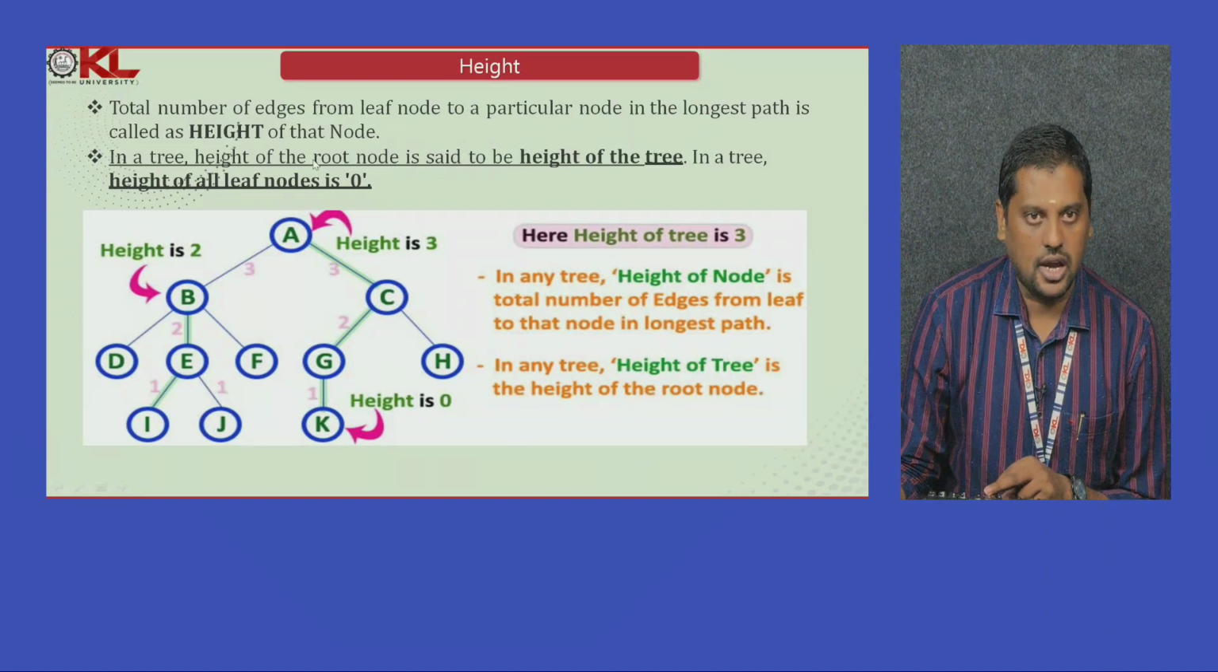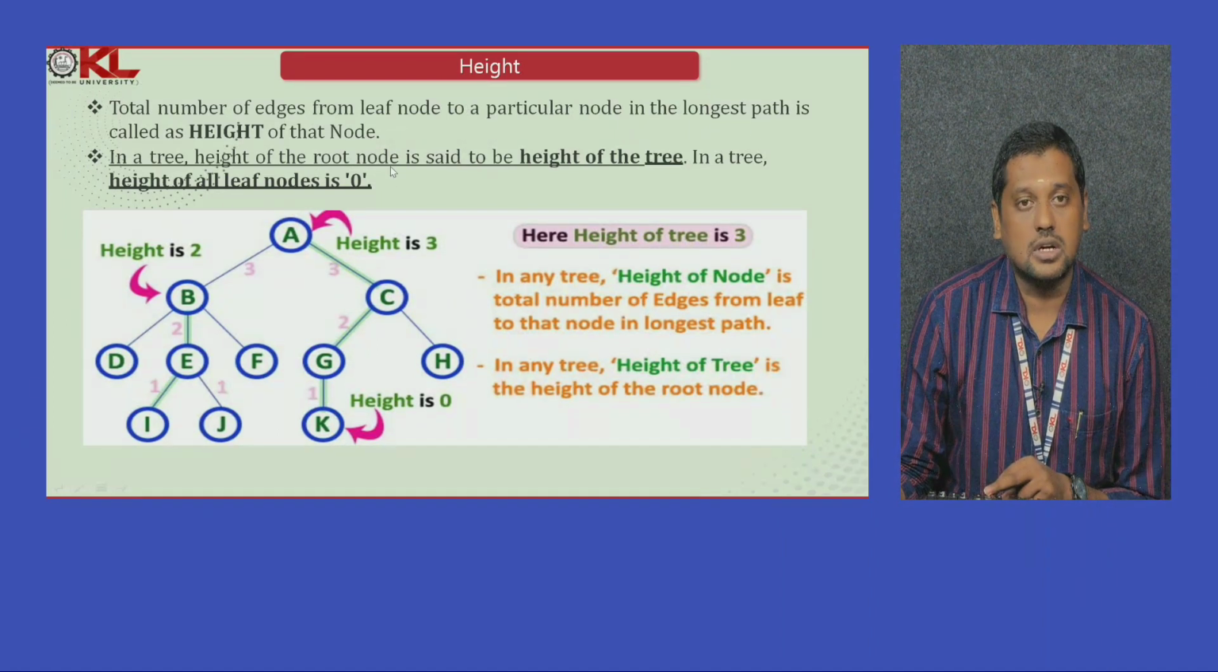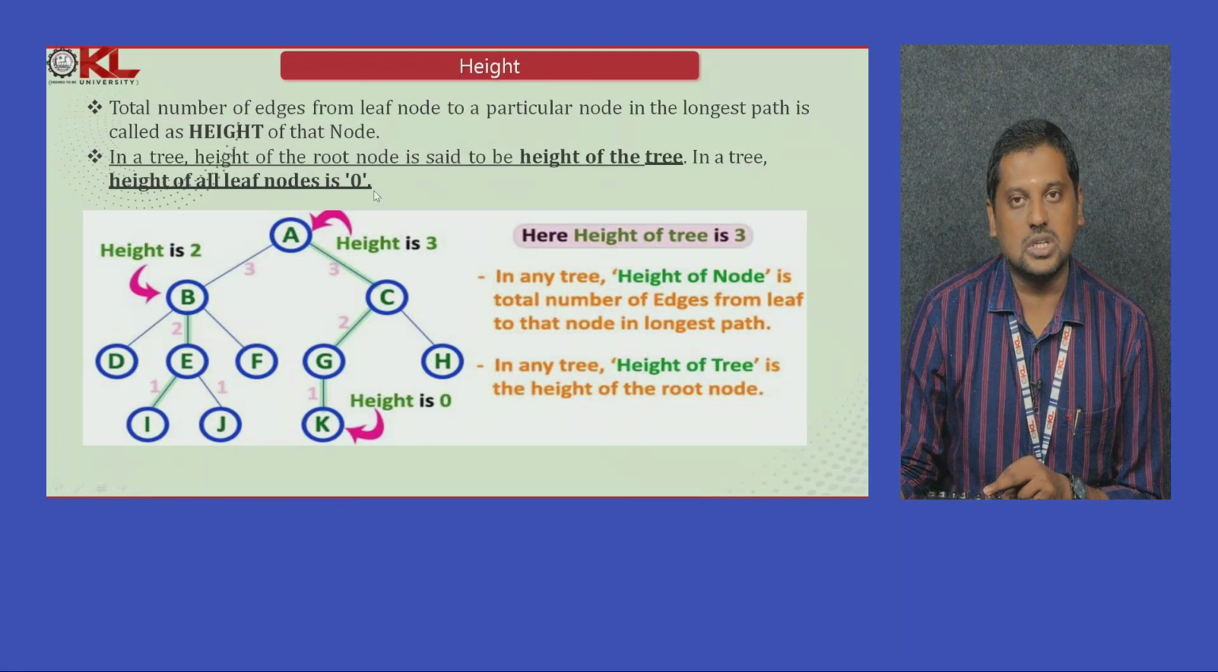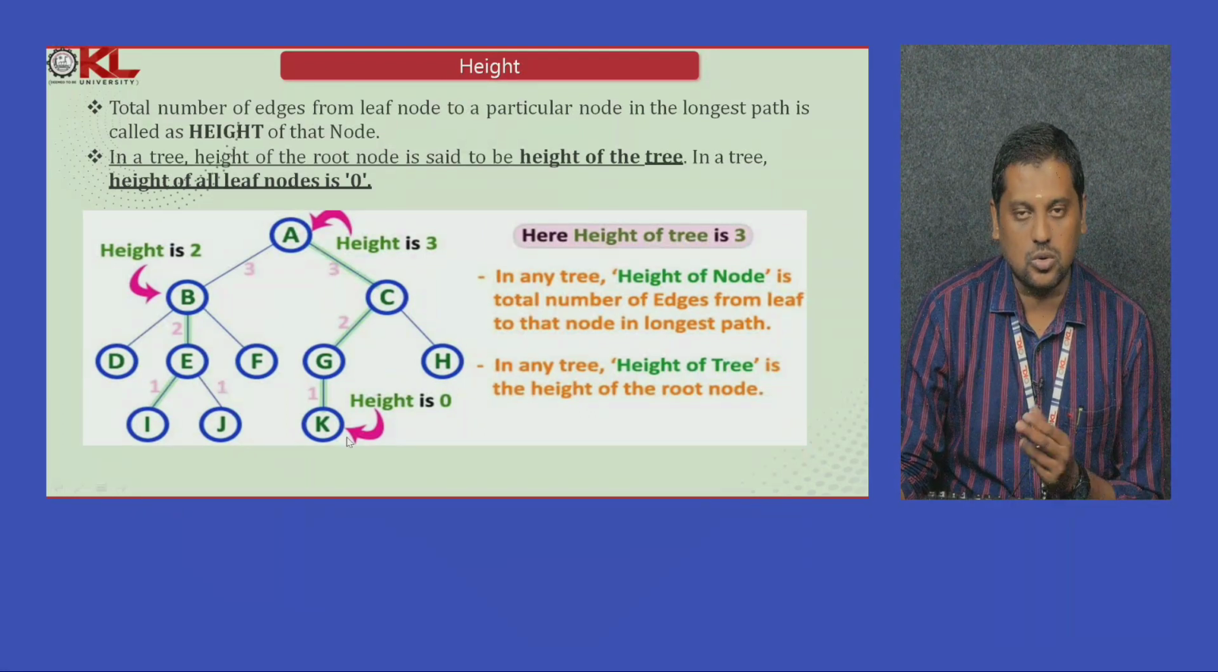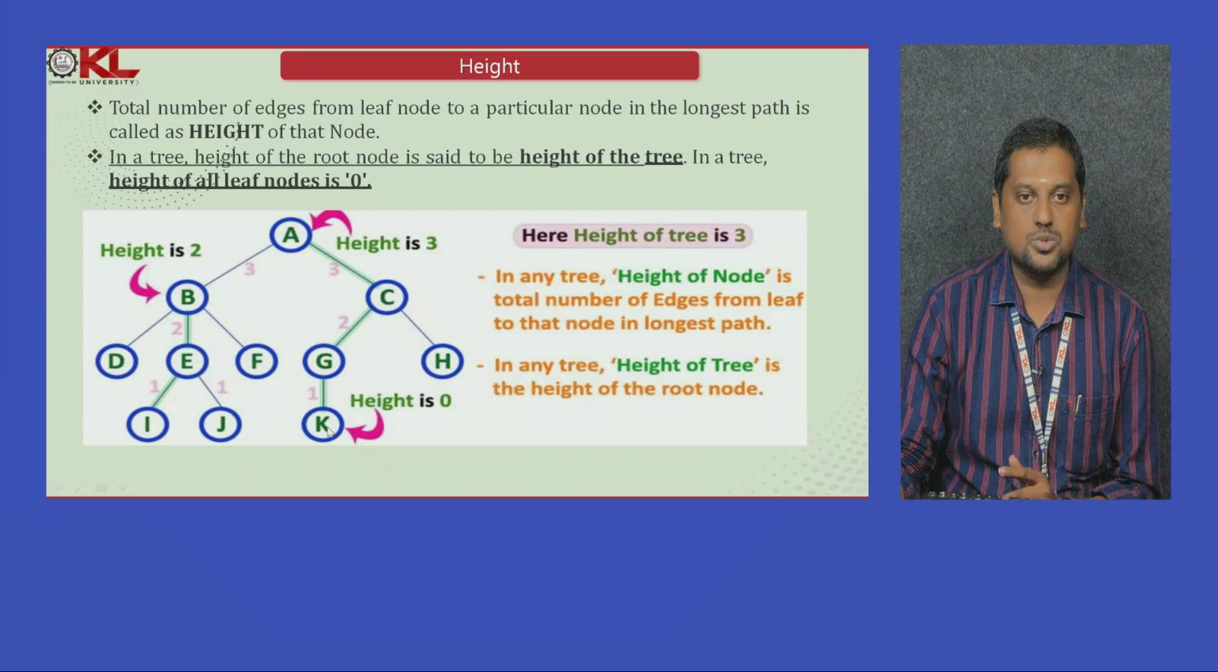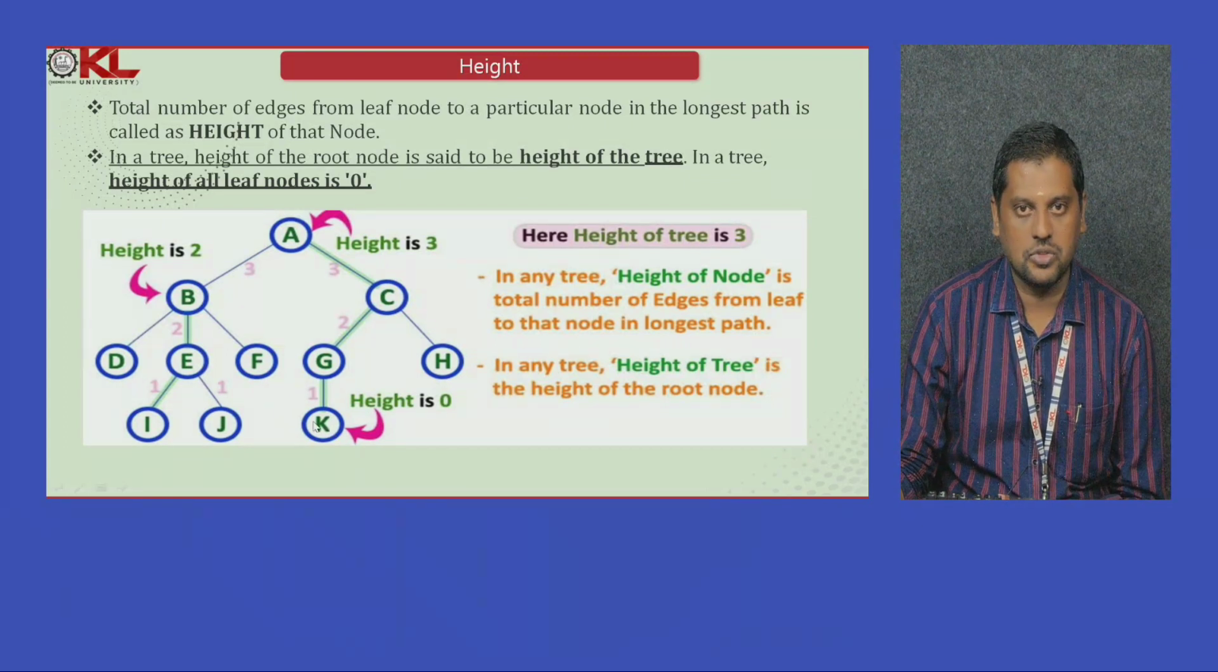In a tree, the height of the root node is said to be the height of the tree. In a tree, the height of all leaf nodes is 0. Why? Because there is no node below that leaf node, so that is why the height of that particular node is 0.